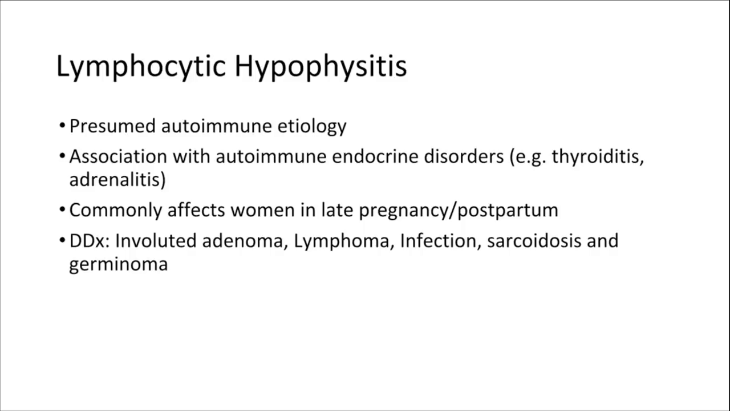The differential diagnosis, again, for me is wide, and that's why I like to say "consistent with" many times. Involuted adenoma, as I mentioned, and lymphoma, those are probably the two big ones. Infections, sarcoidosis if you have granulomas, and particularly germinoma. This is true in young patients in which you have small biopsies. So actually, that may even be more common than lymphocytic hypophysitis in a young patient.